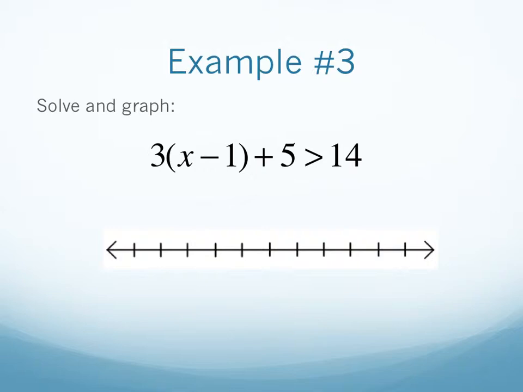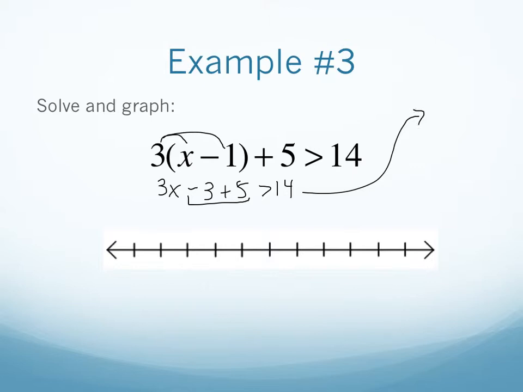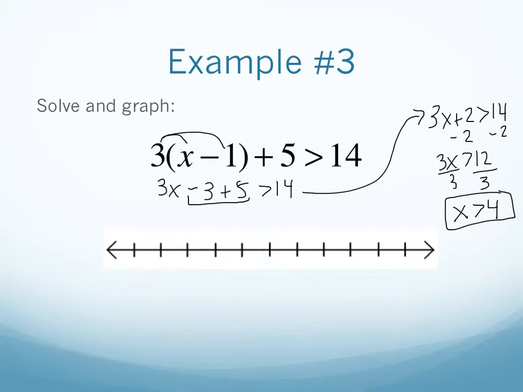I'm going to start by distributing this 3. So I have 3x minus 3 plus 5 is greater than 14. Now, on the left side, I'm going to combine like terms. Negative 3 add 5 is going to be 2. So this is really 3x plus 2 is greater than 14. If I subtract 2, I have 3x is greater than 12. Dividing by 3, I have x is greater than 4. So that's the solving part.